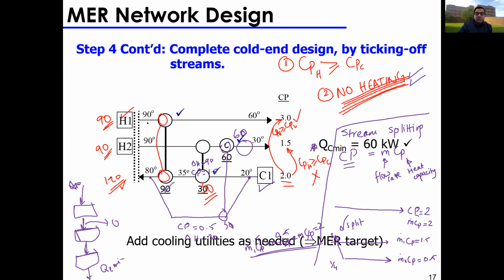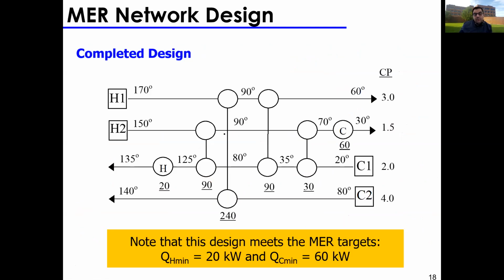Okay, so after doing all your connections, you have your completed design right here. I have all my streams connected, everything satisfied, and this design meets the maximum energy requirement targets. QH minimum is 20 kilowatts and QC minimum is equal to 60 kilowatts, okay? So this is very important for you to try and follow this procedure, try and understand what's going on.